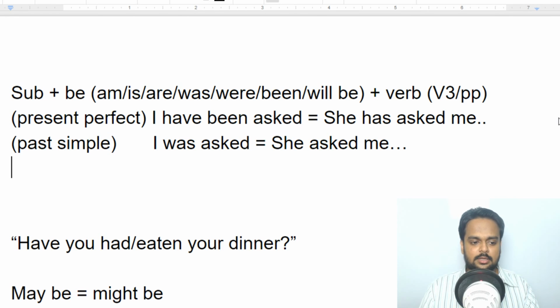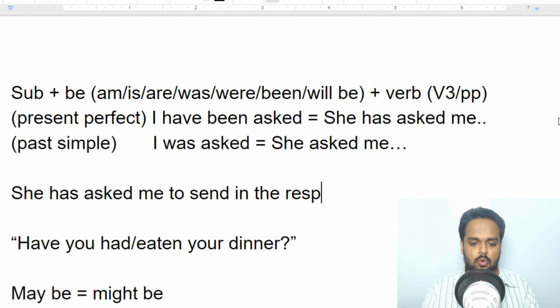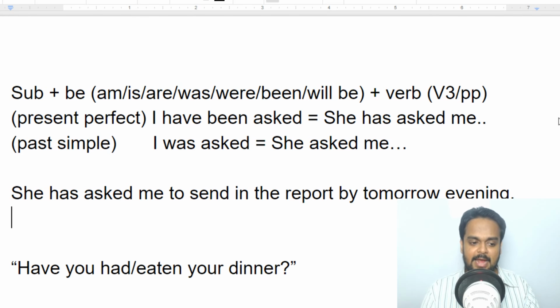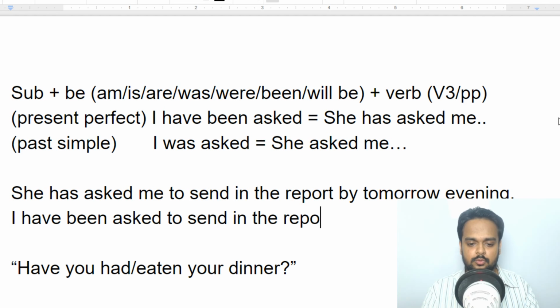So let me give you a quick example of these two forms. She has asked me to send in the report by tomorrow evening. This is the active voice sentence. The passive voice sentence is I have been asked to send in the report by tomorrow evening.